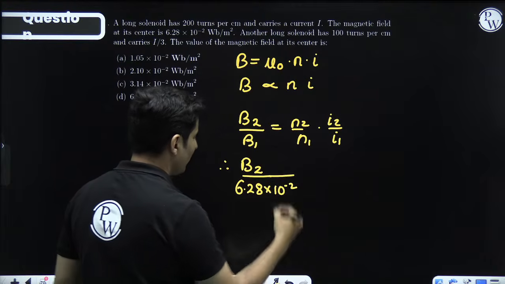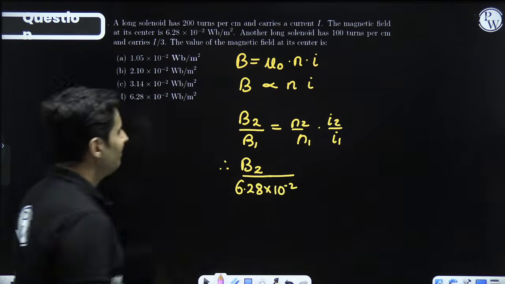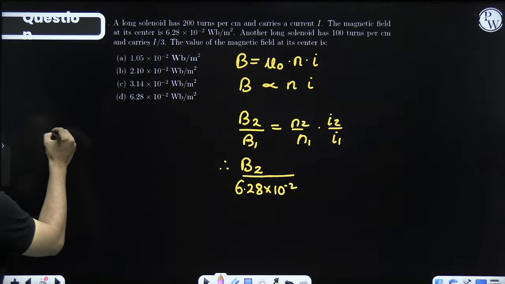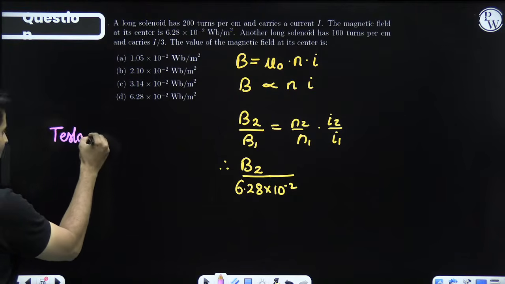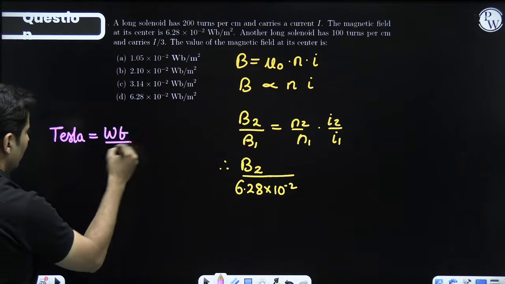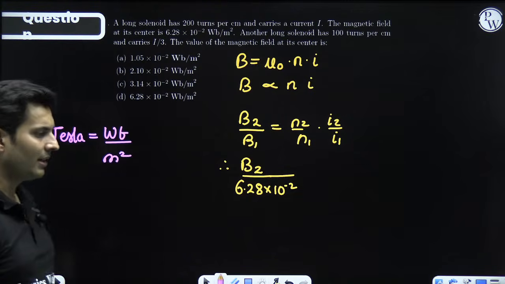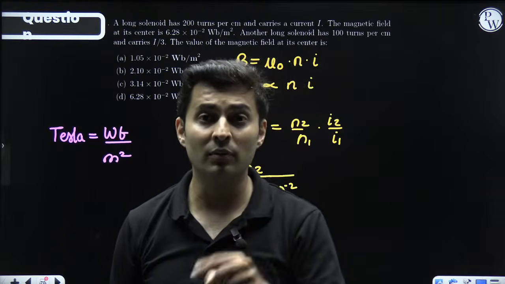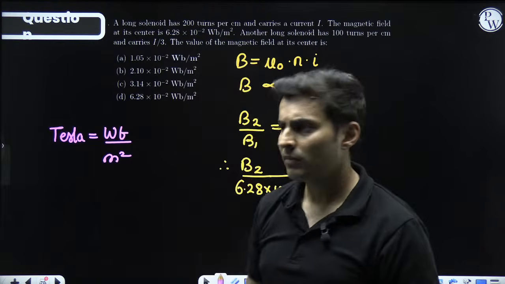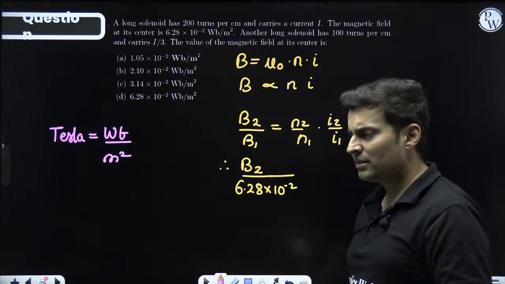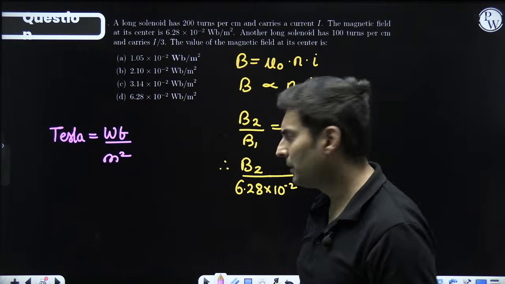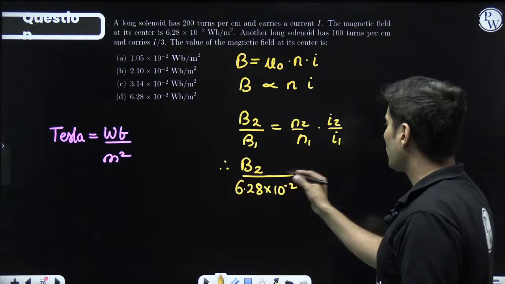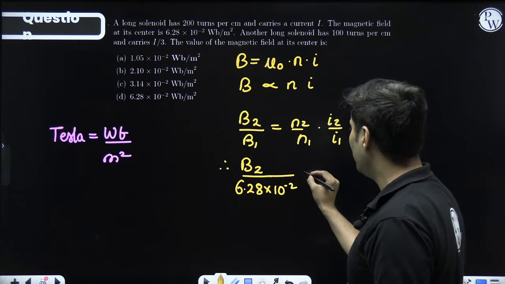Now if you are wondering what is this Weber per meter square, well, it is actually Tesla only. A Tesla is also Weber per meter square. That's a different way of writing, like how you can write kg meter per second as Newton into second for impulse. Same thing. Weber is actually the unit of flux, which you will learn later. Anyways, coming back, B2 by B1 is done.